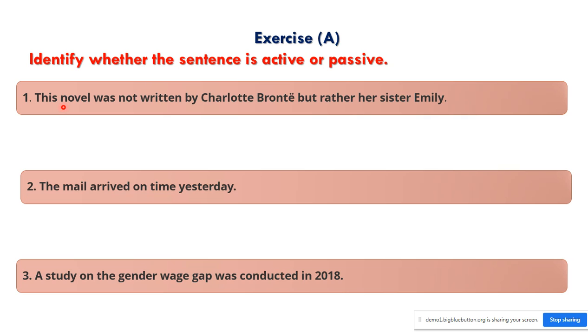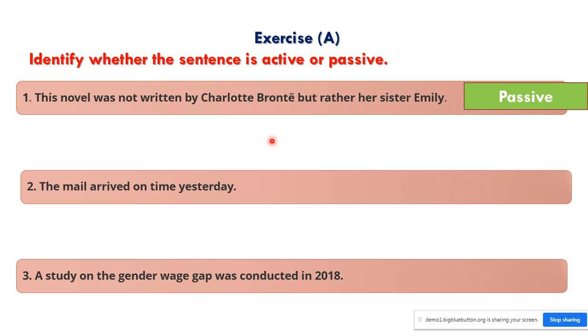In this simple sentence, the subject here is the novel, right? The action is was not written, and the object is Charlotte Brontë. But we can leave out the last part here, since it's not really important to understanding the voice. Let's go again, because the subject here, Charlotte Brontë, is the doer of the action. She is the one who did not write the novel. So this sentence, of course, will be the passive. Fine.